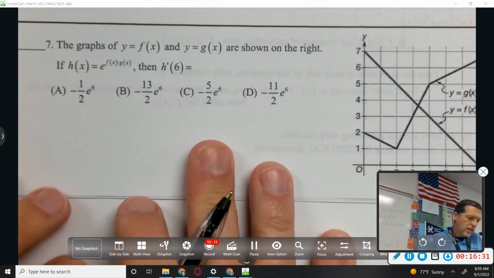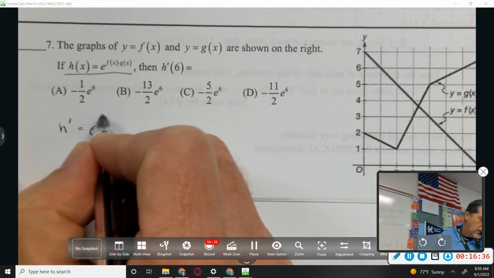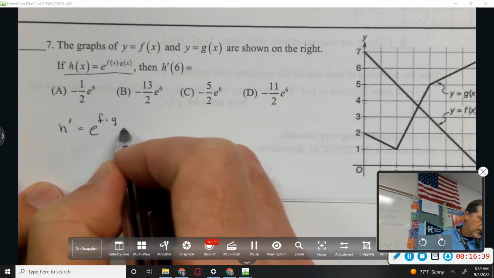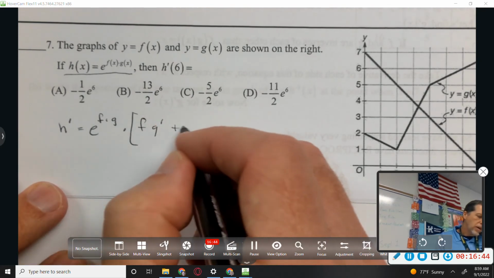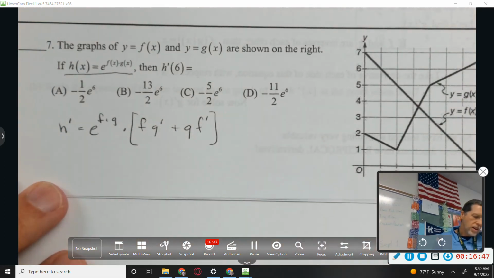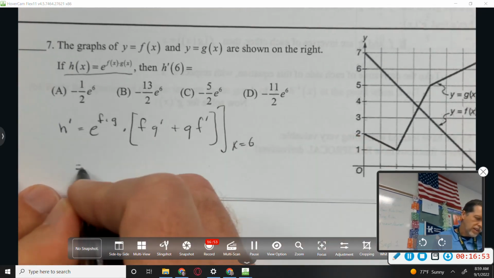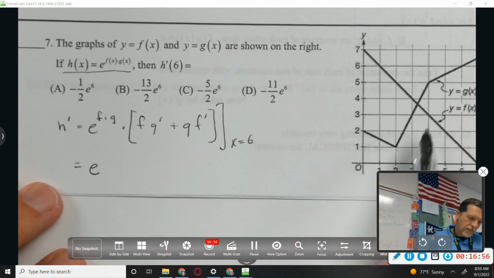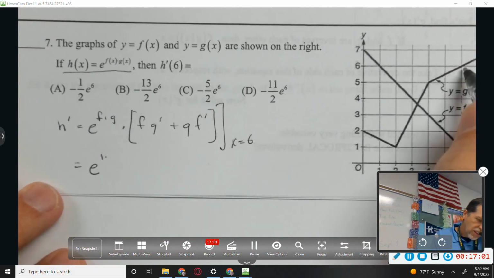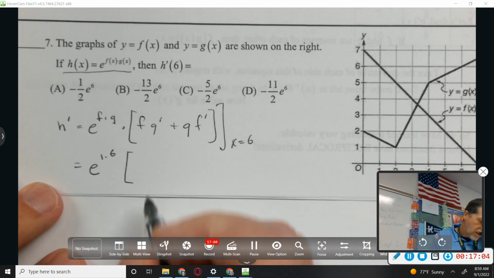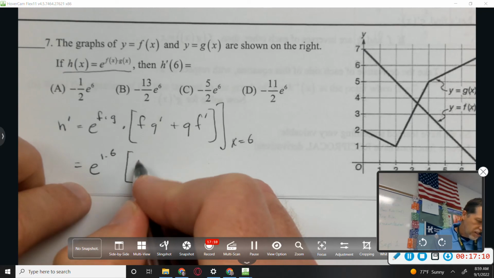Number 7. So h prime then is e to the f times g times chain rule, but chain rule is going to involve the product rule, f g prime plus g f prime. And that's all at x equals 6. So f of 6 is 1, g of 6 is 6. So it should be e to the 6, but they've all got that. F of 6 is 1.